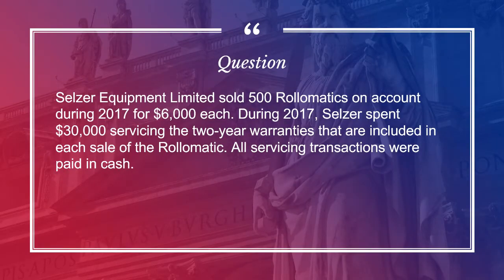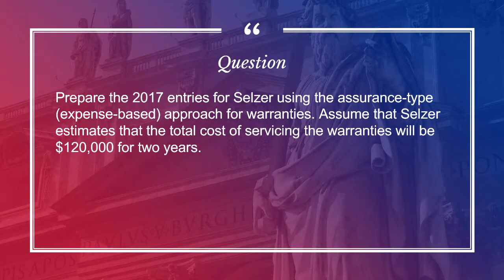The question states that Salzer Equipment Limited sold 500 Rolomatics on account during 2017 for $6,000 each. During 2017, Salzer spent $30,000 servicing the 2-year warranties that are included in each sale of the Rolomatic. All servicing transactions were paid in cash. The question goes on to say to prepare the 2017 entries for Salzer using the assurance type expense-based approach for warranties. Assume that Salzer estimates the total cost of servicing the warranties will be $120,000 for 2 years. So let's get to it.